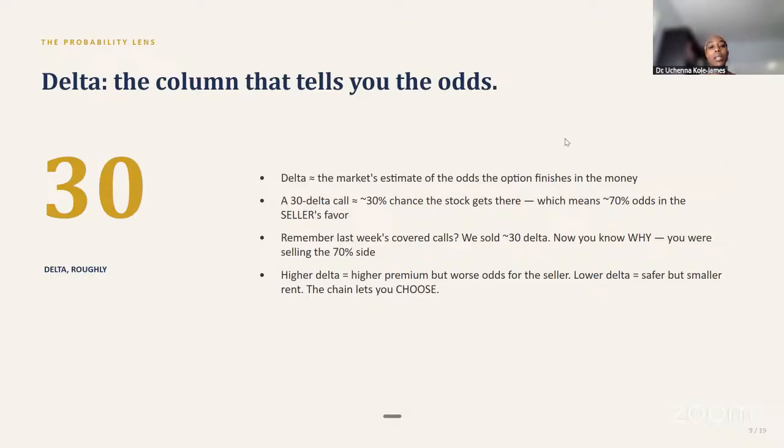The higher the delta means the higher the premium, the more money you have to pay, but worse odds for the seller. The lower the delta, the safer, because less money is needed, but the odds of you ending up in the money are lower. Okay, the higher the delta, the worse odds for the seller. The lower the delta, the better odds for the seller, the worse odds for the buyer.